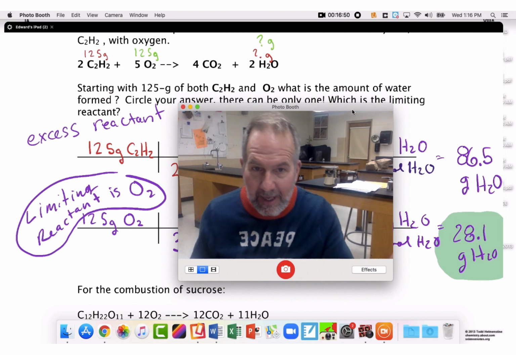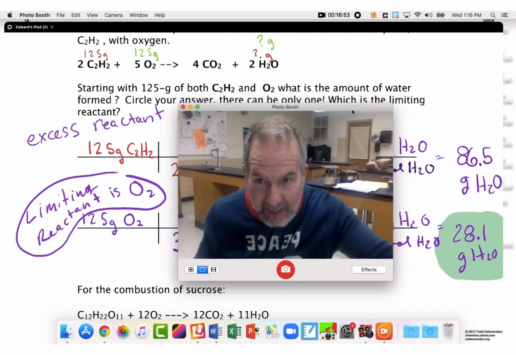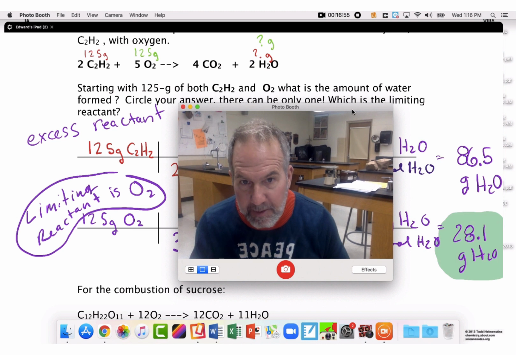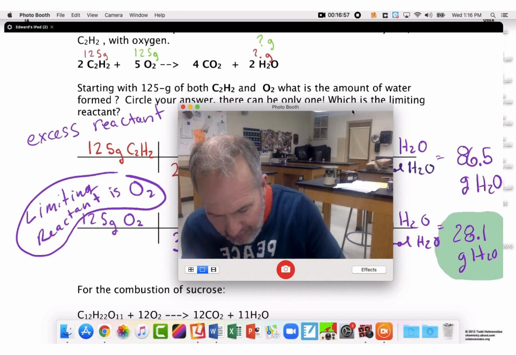The one that is left over, the one that is in excess, the one that has extra, excess means extra, is acetylene.